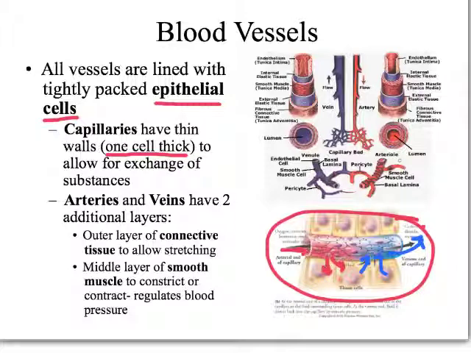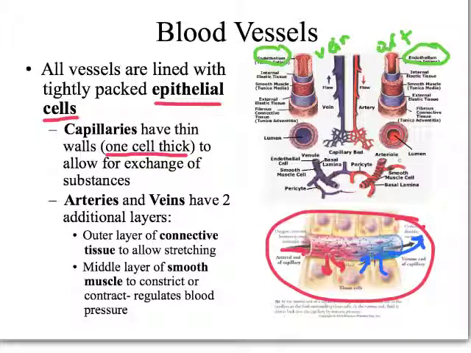Now, arteries and veins are more complicated. They have 2 additional layers. So they've got the epithelial lining. Okay, here we can see the veins. So this is the vein here, and this is the artery. And we can see in both of them that we have this endothelium, okay, which is the epithelial cells. We've also got some more additional layers.